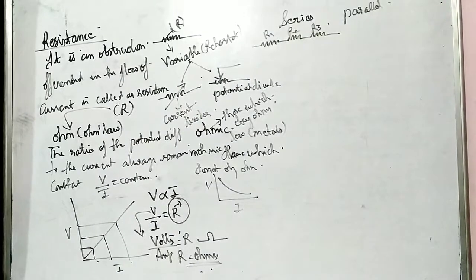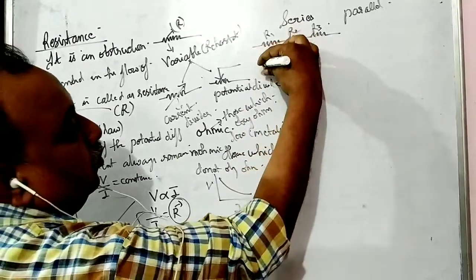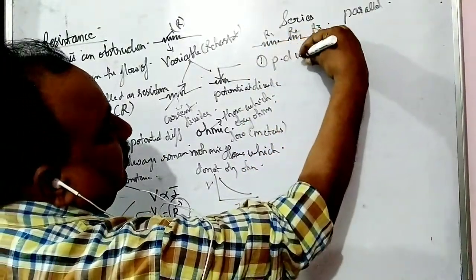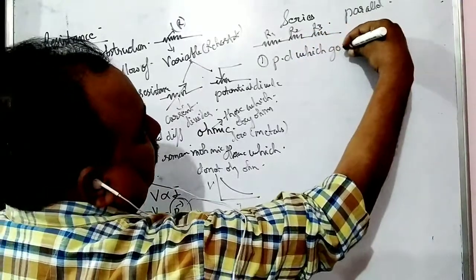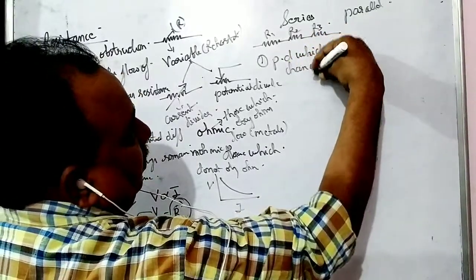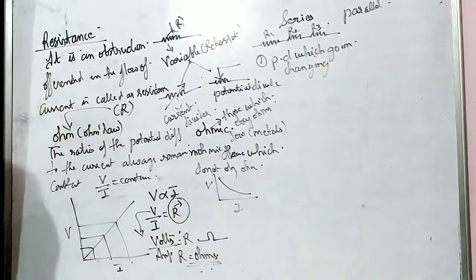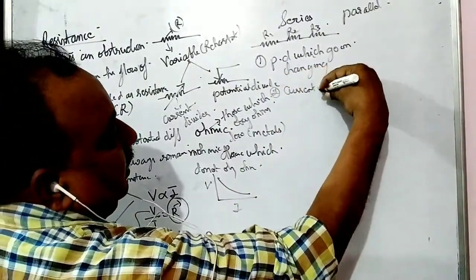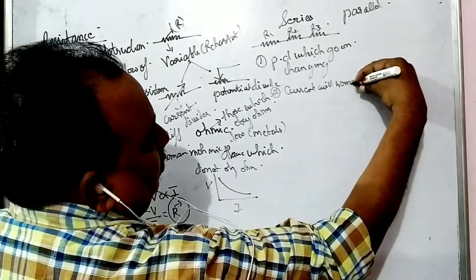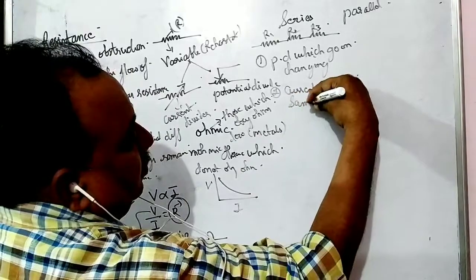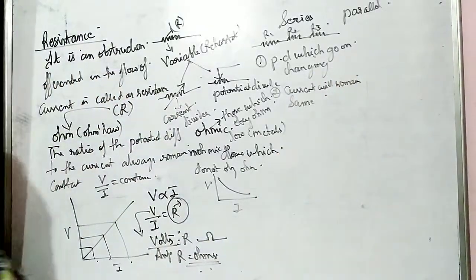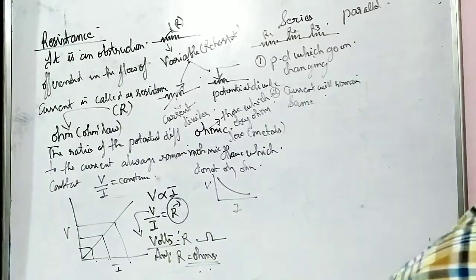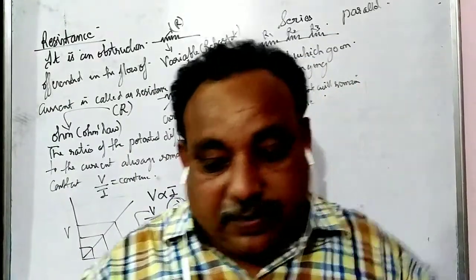If you see the resistances connected in series, there are two things. The potential difference will go on changing. Whenever you are connecting the resistances in series, the potential difference will go on decreasing. Second, the current will remain the same in the case of resistances in series.